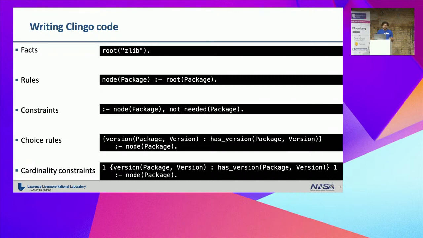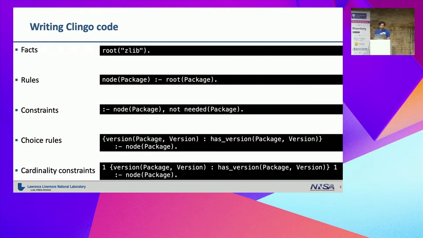And then you can also have constraints. And constraints just look like a headless rule. And it just says you can't have a solution for which this is true. So you cannot have a solution in which there is a node and that node is not needed, where needed is defined somewhere else, but roughly, the user asked for it or something depended on it.